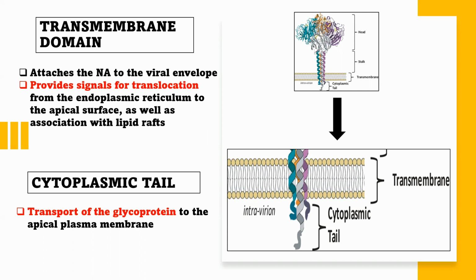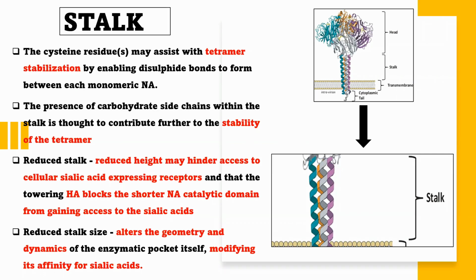Further, with the stalk domain, the cysteine residues at the neuraminidase stalk may assist with the tetramer stabilization by enabling disulfide bonds to form between each monomeric NA unit. And the presence of the carbohydrate side chain within the stalk is thought to contribute further to the stability of the tetramer. Basically, the length of the stalk region can have a significant impact on particular virus characteristics.